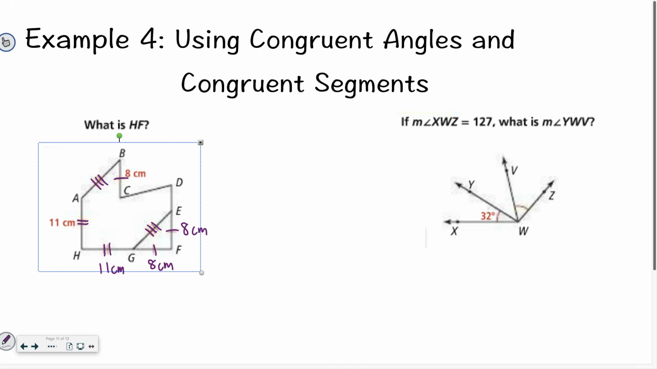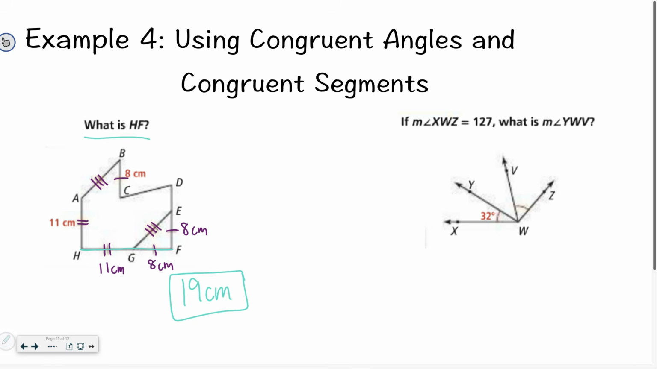That's what my picture tells me. And I don't know what the 3 lines, what that measure is yet. Okay? So I'm just going to leave that. If I want to figure out what HF is, okay, HF is this line right here. So I'm going to add 11 to 8 in order to get 19 centimeters.